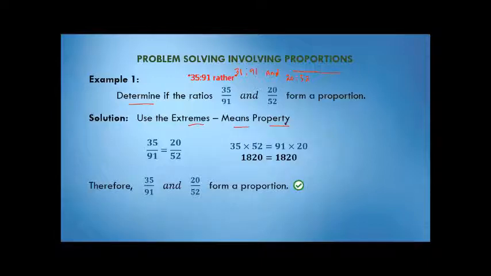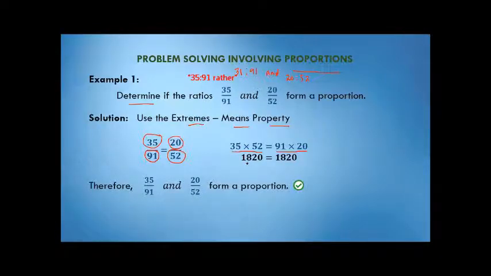So, ibig sabihin, kukunin ang product ng extremes, kukunin din ang product ng means at i-equate. So, sa form na to, ito ang first ratio, ito ang second ratio. Alam natin yung 35 at saka 52 ay extremes. So, that is 35 times 52. Then, alam natin na ang 91 at 20 ay means. So, that is 91 times 20. So, pag kinuha natin yung product nila at equal sila, masasabi natin na itong dalawang ratio na to ay proportion.